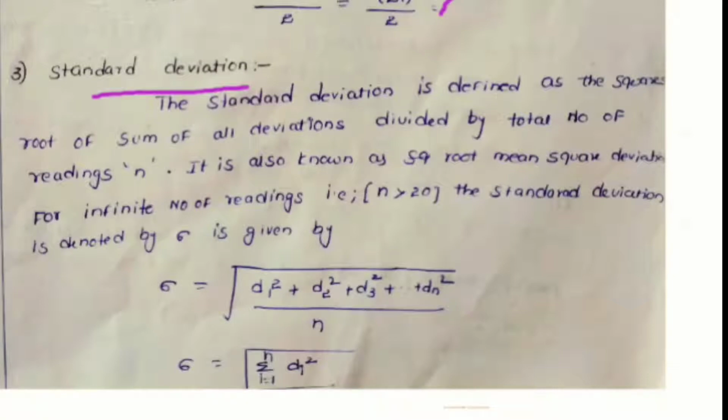Hence we can write it in the form of summation, sigma i equal to 1 to n, square root of di square by n. That is the standard deviation. Simply remember this formula. What is standard deviation? Standard deviation sigma equals the square root of d1 square plus d2 square and so on up to dn square by n. That is standard deviation.